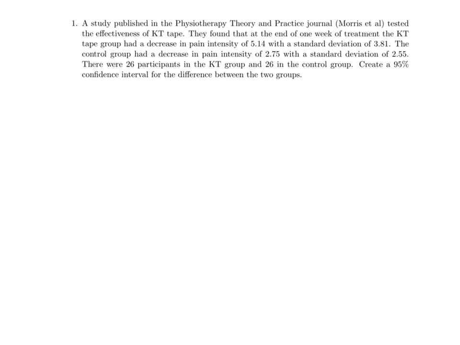First thing I want you to notice is that, in fact, we are dealing with two samples. I can tell I'm dealing with two samples because I have, first of all, two groups. I have a KT group and a control group. I can also tell because I have two different numbers for averages. That is, I have a decrease in pain intensity of 5.14, and I also have a decrease in pain intensity of 2.75. So I've got two values in here, which tells me I have two samples.